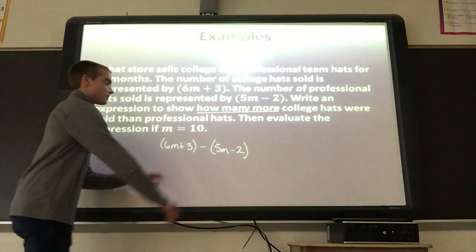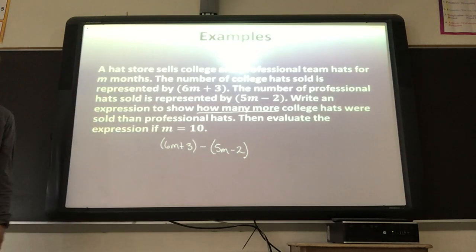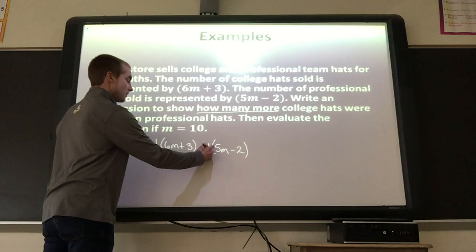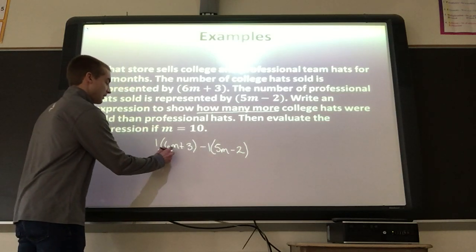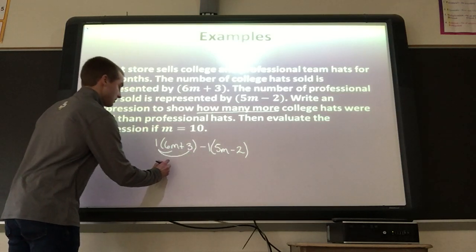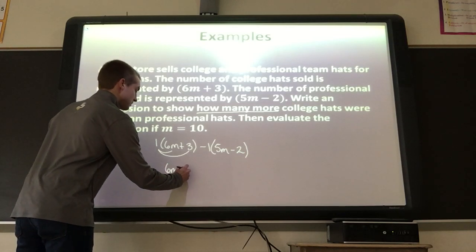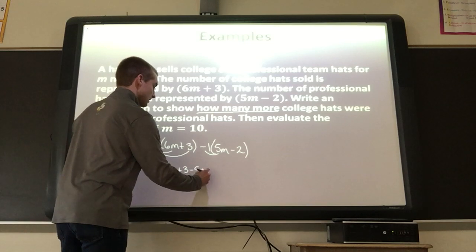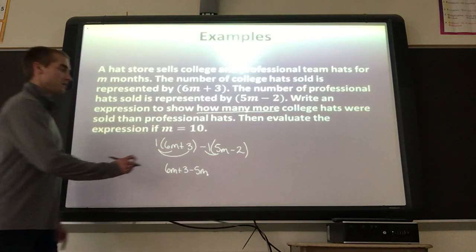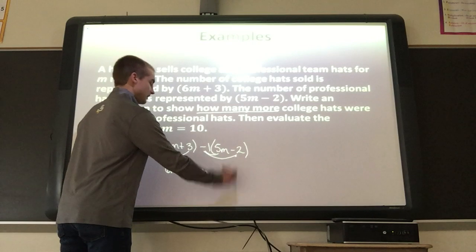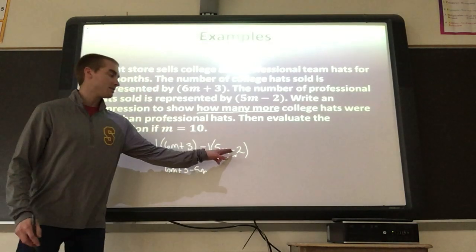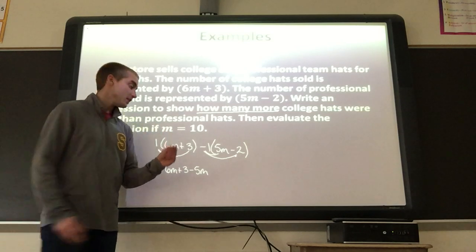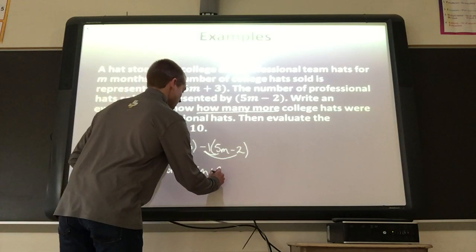Well, notice that we are subtracting these two expressions. So what I would do is put a 1 in front of both of them and go ahead and distribute the 1 to 6M plus 3. It stays 6M plus 3. Negative 1 times 5M is minus 5M. Now notice, this is negative 1 times negative 2. Negative times a negative is going to be a positive 2.